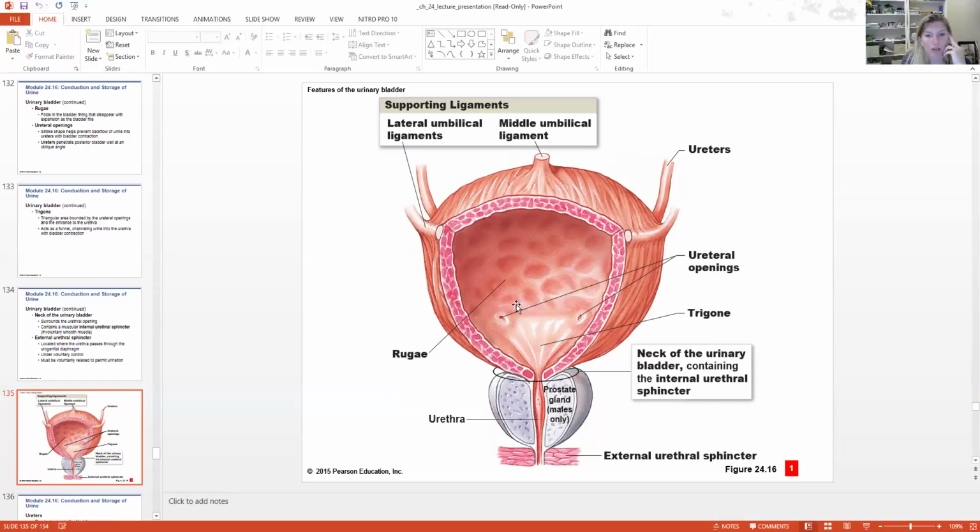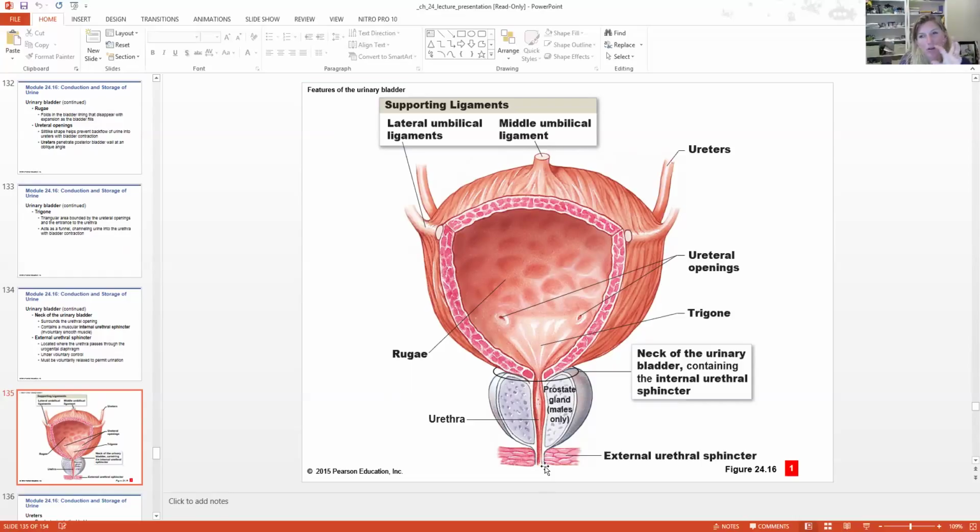The trigone is this nice triangular funnel. The neck is just this small narrowed portion. And you have the internal urethral sphincter there. The external urethral sphincter is more exterior, hence external, right? And on males, it's just past the prostate. The prostate's going to regulate this part of the urethra.